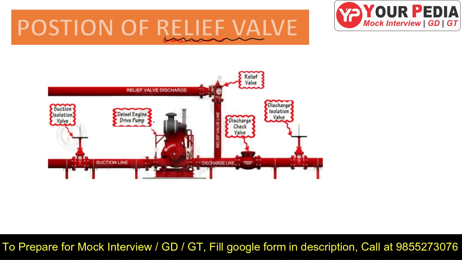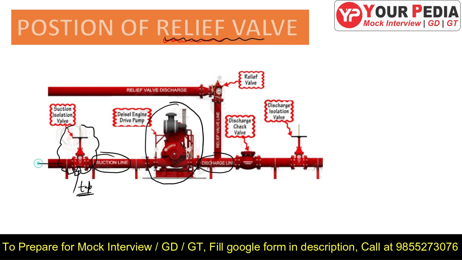So the position of the relief valve. Let me give you a diagram. Here you can see, if this is a centrifugal pump, then this is a suction line, and this is a discharge line. In the suction line there is a suction isolating valve. A suction isolating valve is simply like a tap. You can say it is like a tap, and I will show you its diagram also. It is simply a tap: if you want suction, you just open this and clear the path. If you do not want suction, then simply close this valve and restrict the suction line.